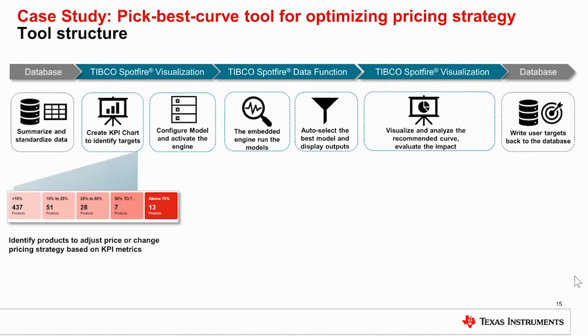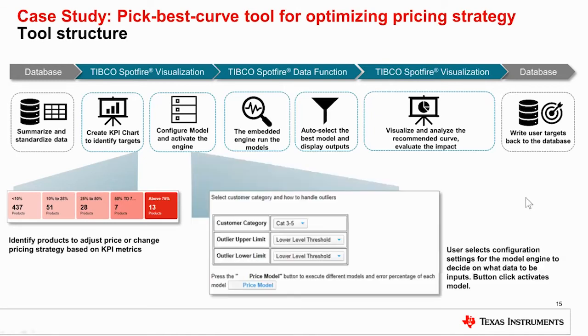And then they will configure the model to decide what kind of data they want to load into the model as inputs. For example, they can focus on certain types of customers, and they can select what are the invalid data to be excluded as outliers. So once the user has decided the configuration, they can click the price model button to activate the engine.